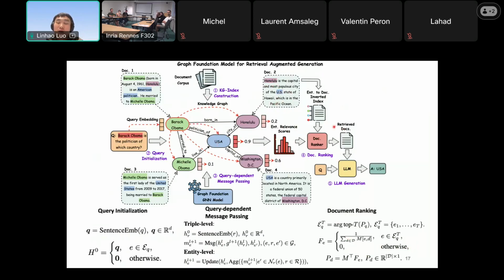Then we retrieve the relevant documents and feed them together with the final question into the LLM to generate the final answer. So here we can see that we combine the power of the graph neural network to conduct graph reasoning, and also retrieve the relevant documents and utilize the LLM to reason the final answer.